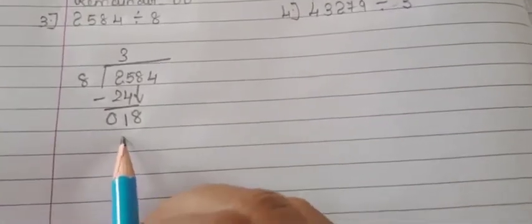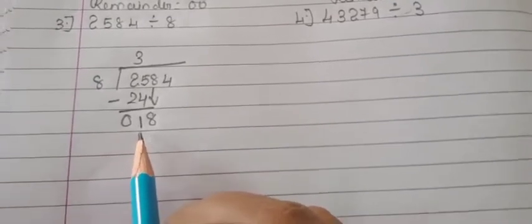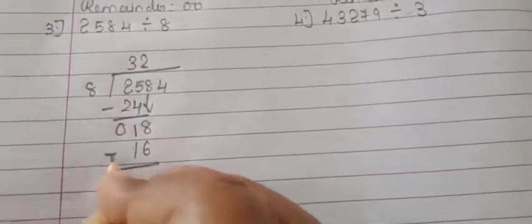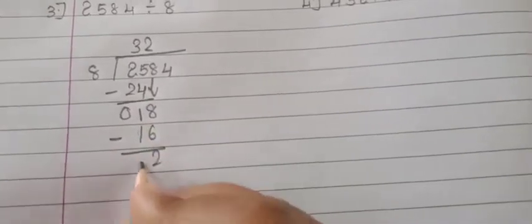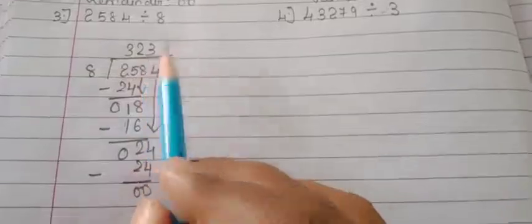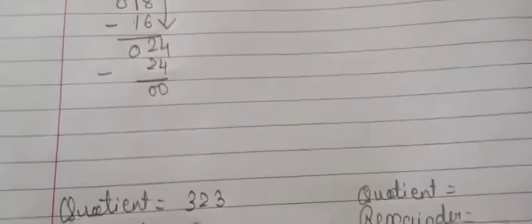Now in 8 table when 18 will come, 8 1s are 8, 8 2s are 16, 8 3s are 24. So 24 is the greater number. So we will take 8 2s are 16. Now we have to subtract. 8 minus 6, 2. 1 minus 1, 0. Now 2 is a smaller number. So we will carry down this 4. So it will become 24. In 8 table when 24 will come? Yes, 8 3s are 24. Now we have to subtract. 24 minus 24, 0. So here quotient equal to 323 and remainder equal to 0.